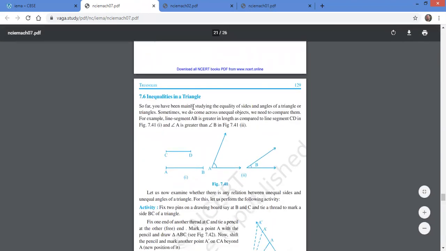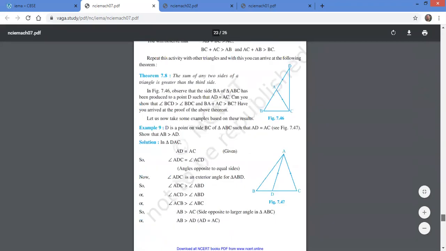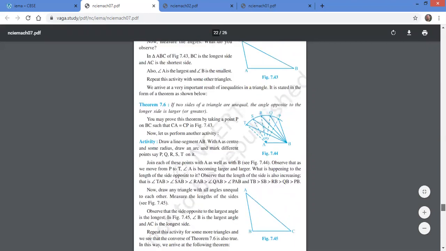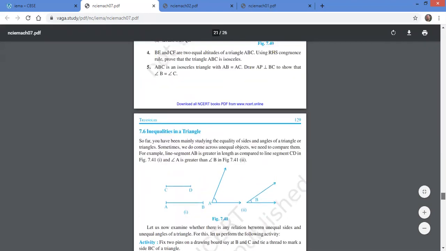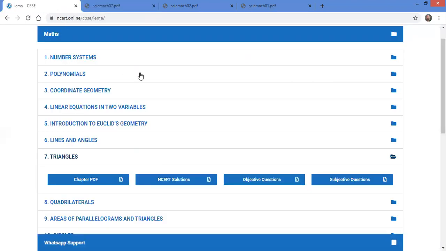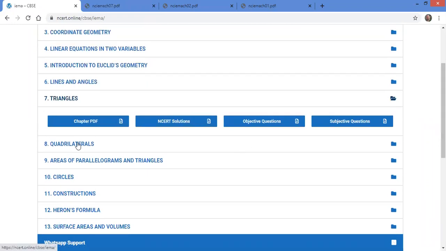And now from here, the entire chapter is cancelled. Inequalities, you don't have to do. So inequalities is cancelled. From 7.3, you can delete. So this is 7.4, so exercise 7.4 is deleted. Exercise 7.3 stays as it is. So inequalities in a triangle, this part 7.6, page number 129 onwards, you can cancel. Then we move further, that is quadrilaterals. In quadrilaterals, there are two exercises, both the exercises are coming, no changes.